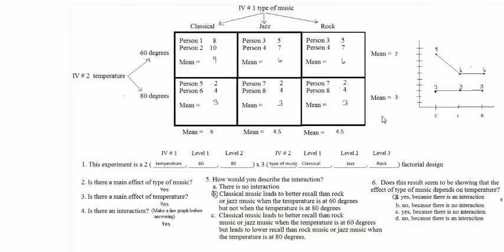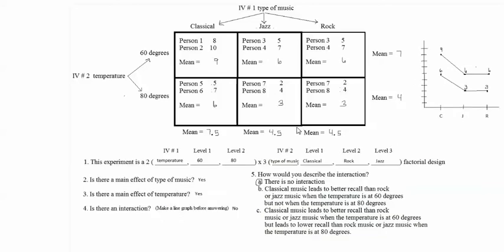Let's look at another one. But first, I said that there is an interaction because the lines are not parallel. Here the line stays flat all the way across, and here it has a jump in it. So the two lines are not parallel. So there is an interaction.